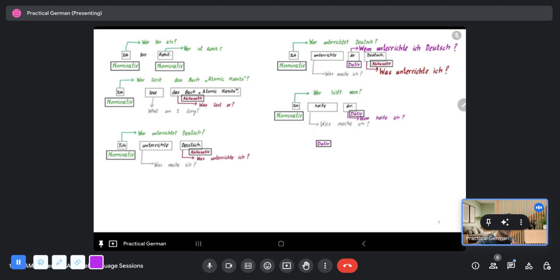If you notice, what I was trying to say is that along with the question, you also have to focus on the verb. So only if it is wer, as long as you have wer, you forget about the verb. As long as the missing information is being found out with the help of a wer kind of question, it is nominative. Whenever the missing information is being found out with the help of a was kind of question, or what, you also have to focus on the verb.